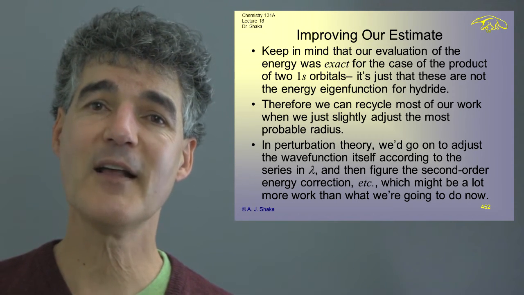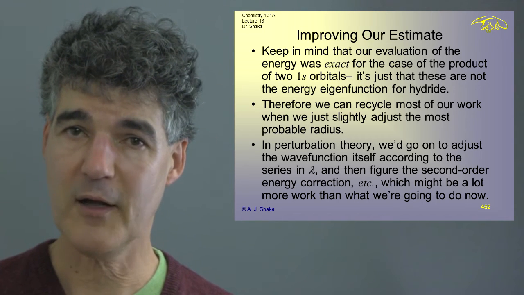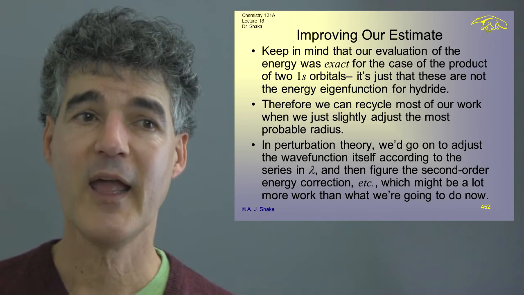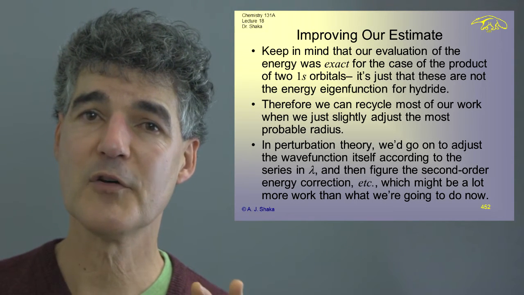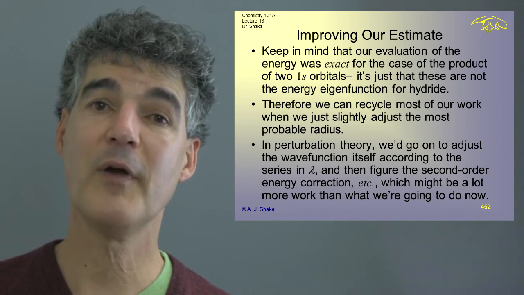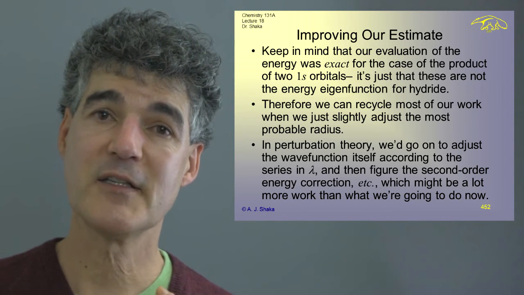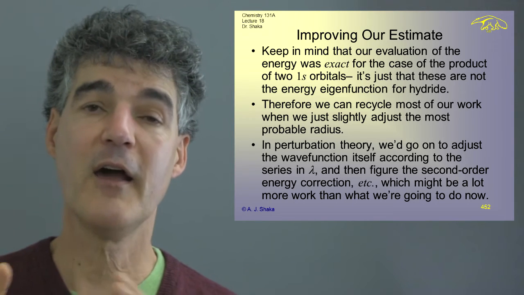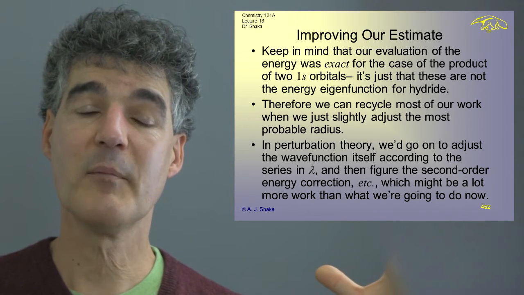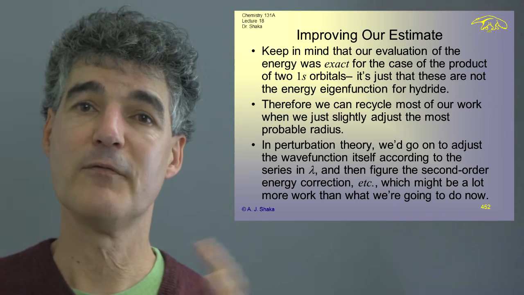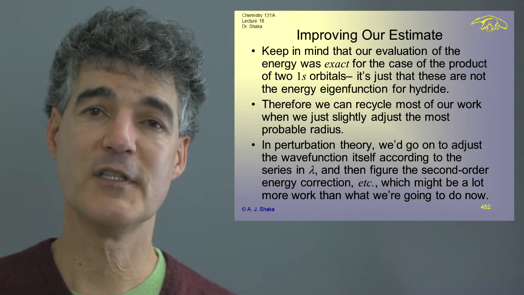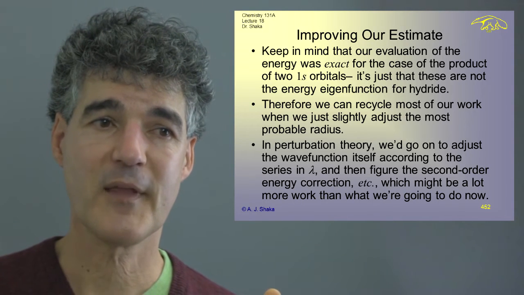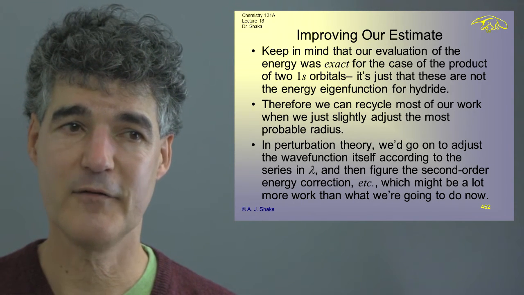So we'll recycle most of our work. I'll refer back to those integrals if you want to look back at how to do them, and just slightly adjust the most probable radius. And what we expect physically is that it should get more stable if we make it a little bit bigger. Now, if we make it too big, it'll be very bad, because if it's very far apart, then the energy is 0, because it's like the proton and 2 electrons at rest at infinity.